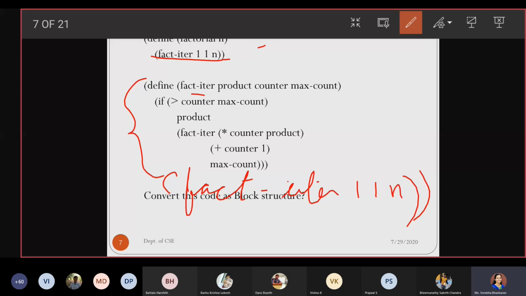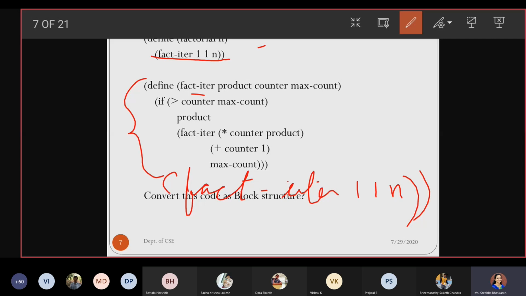So next time when you are calling, what happens? Your counter will become 1 into 1. So it will remain 1 itself. But your product will become 2, that is 1 plus 1. It will become 2. Max count will remain the same, n itself. And once again, you are calling your fact ITR with 1, 2 and 3.